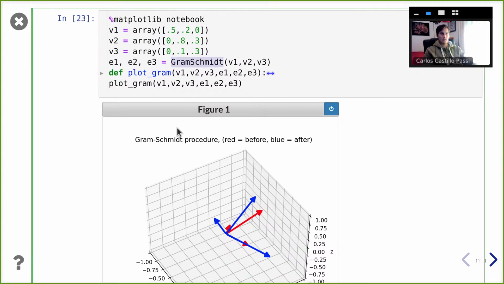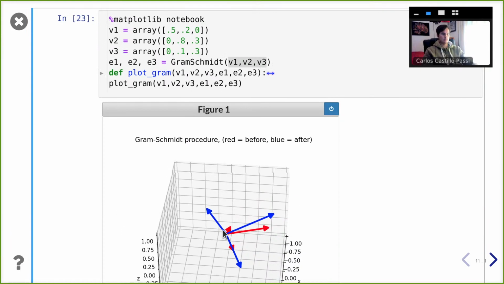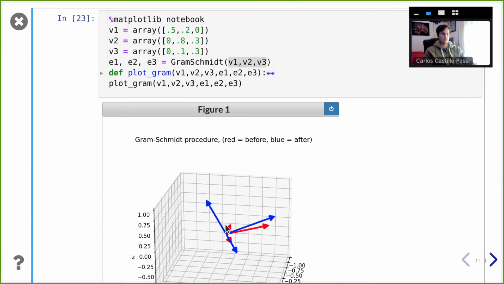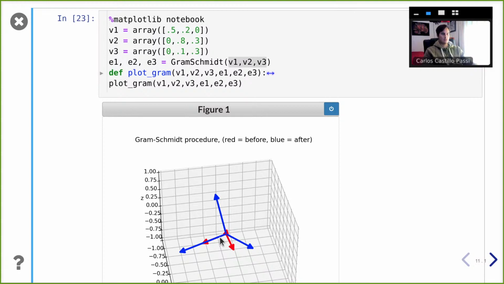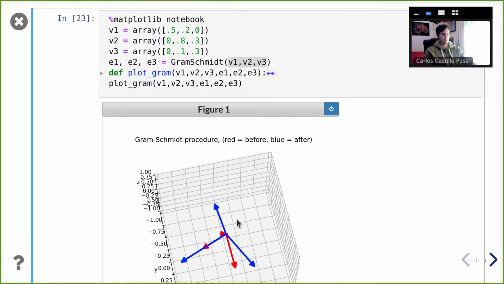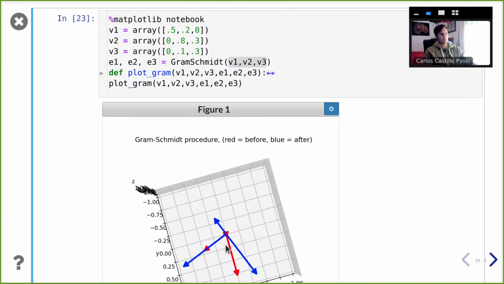Then you do the Gram-Schmidt procedure to these three vectors, and you obtain the orthogonal base, not only orthogonal, orthonormal base e1, e2, e3. That is the collection of vectors in blue, and those are orthonormal. You can see here you have a right angle. From this side you have another right angle here. If you look from the top, you have another right angle here.